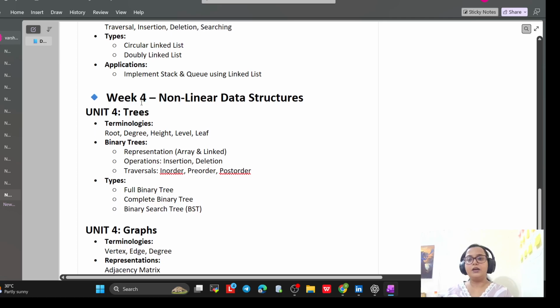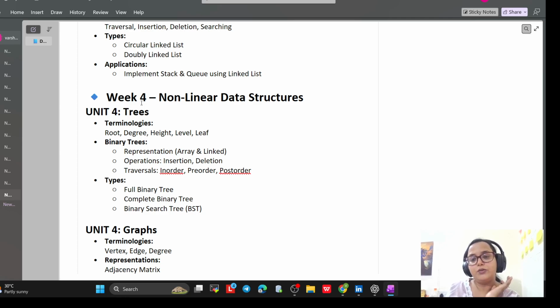Now, week 4, we are going to discuss about non-linear data structure. What do you mean by non-linear? Non-linear means, if you have studied in your college, you can correlate. If you didn't study, no worries. I am here to help you all. Unit 4, we will discuss about trees.